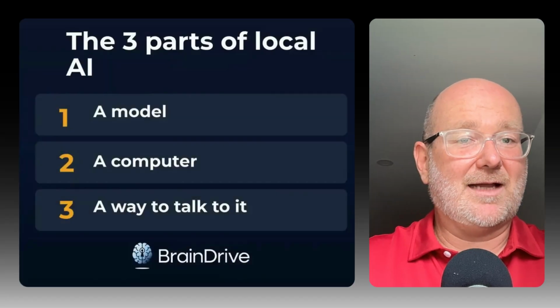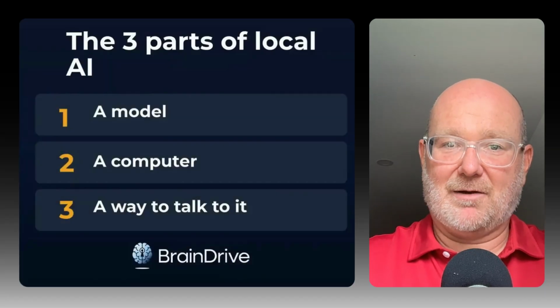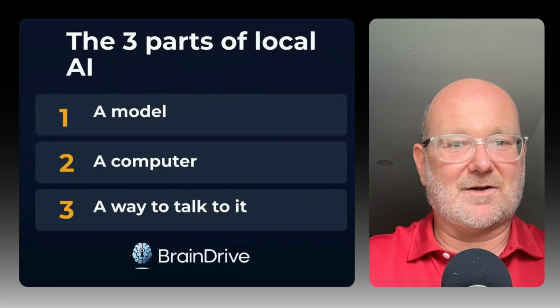You should now have a good understanding of what local AI is from our last video, which ended with the three things you need to run local AI: a local AI model, a computer powerful enough to run it, and a way to talk to it. In this lesson, I'm going to show you how to know if your computer is powerful enough to run local AI. Let's get into it.